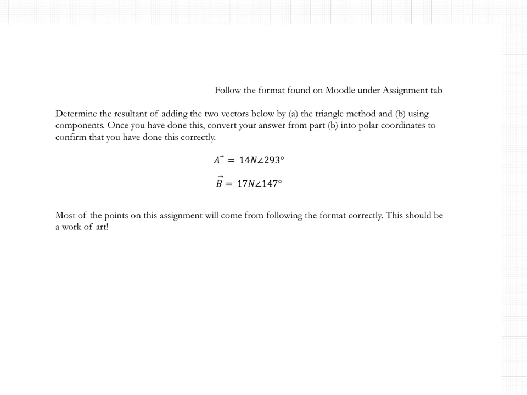Anyway, so here's the problem. We're going to determine the resultant of adding these two vectors. Okay, so we're going to add A, which looks kind of stupid, for some reason it got cut off there, and B. We're going to add them using, quote unquote, the triangle method, and then using components. Then we're going to check to see if these two fit together.